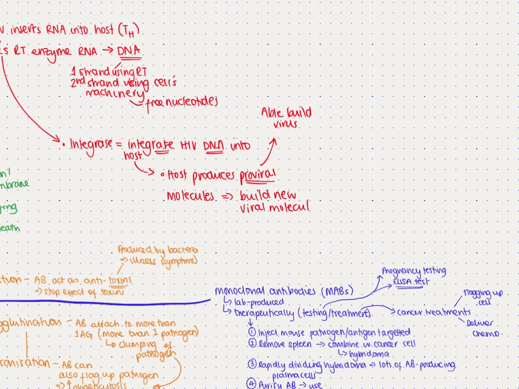And the way that our HIV molecules are going to leave the cell is through budding. So this is effectively where the HIV molecules are going to move to the cell surface, so they're going to move to the cell surface membrane, and they're going to be released via exocytosis. And in being released, they take some of the host membrane with them.